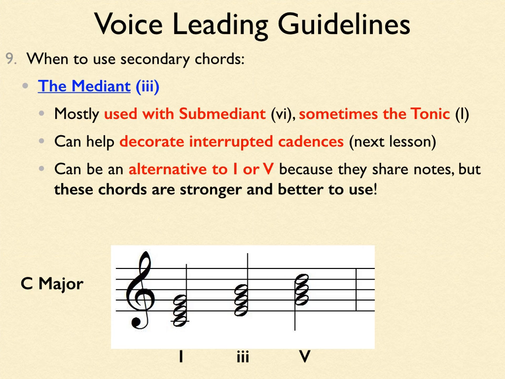So now it should be pretty clear why the mediant chord is rarely used, for two reasons. First of all, the tonic chord already contains two of the notes of the mediant chord. And the tonic chord is probably the most powerful, most important, and strongest chord in any tonal music. Your chord 1 is going to be the most important because that is your tonic chord. That establishes the key of your entire piece.